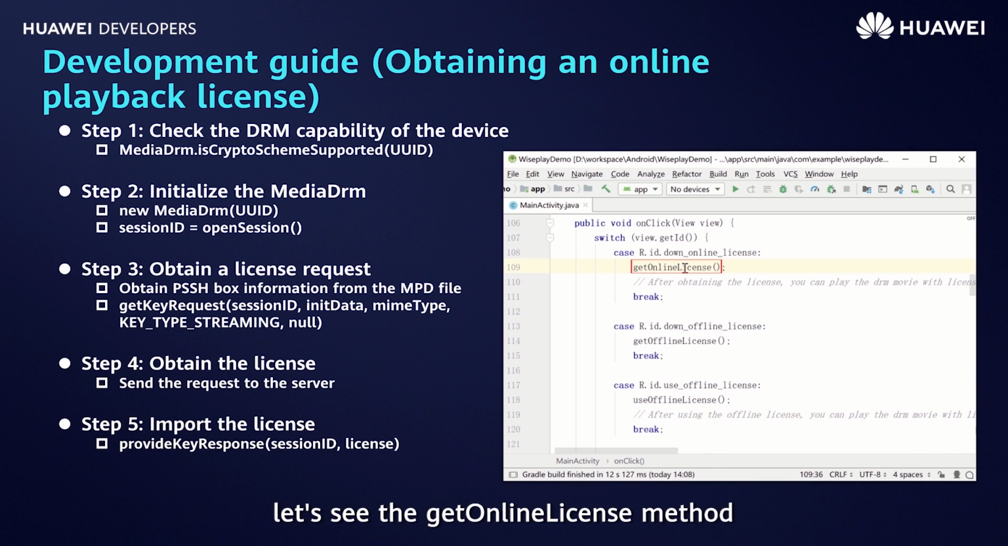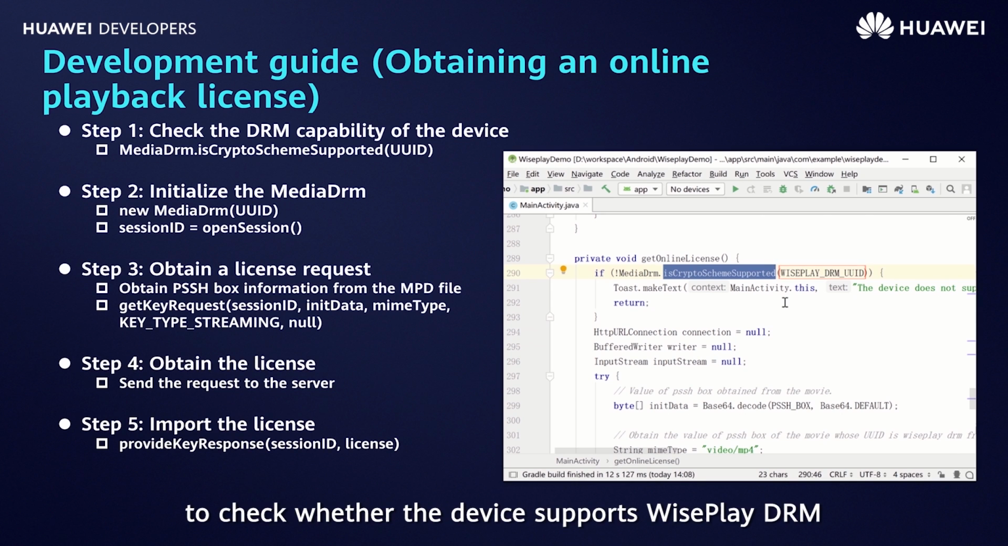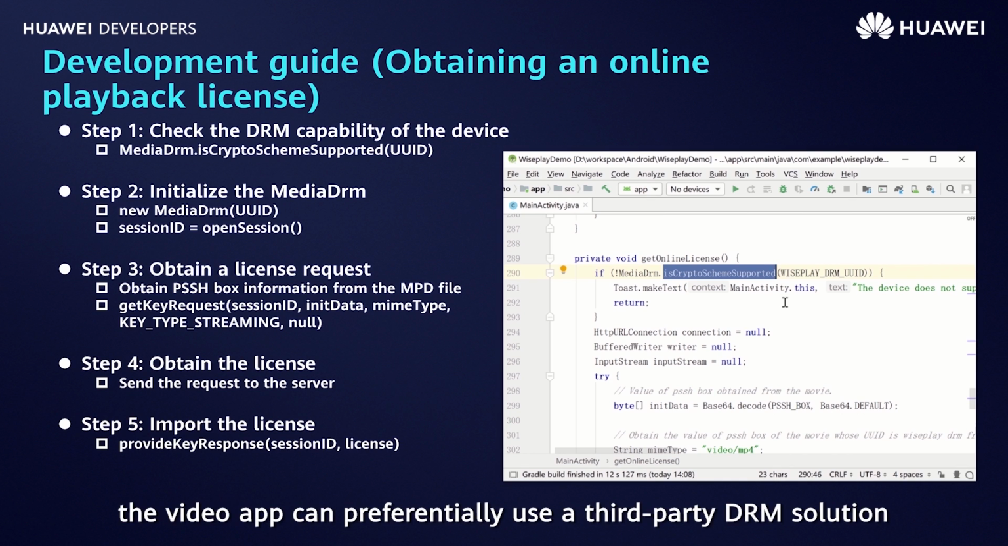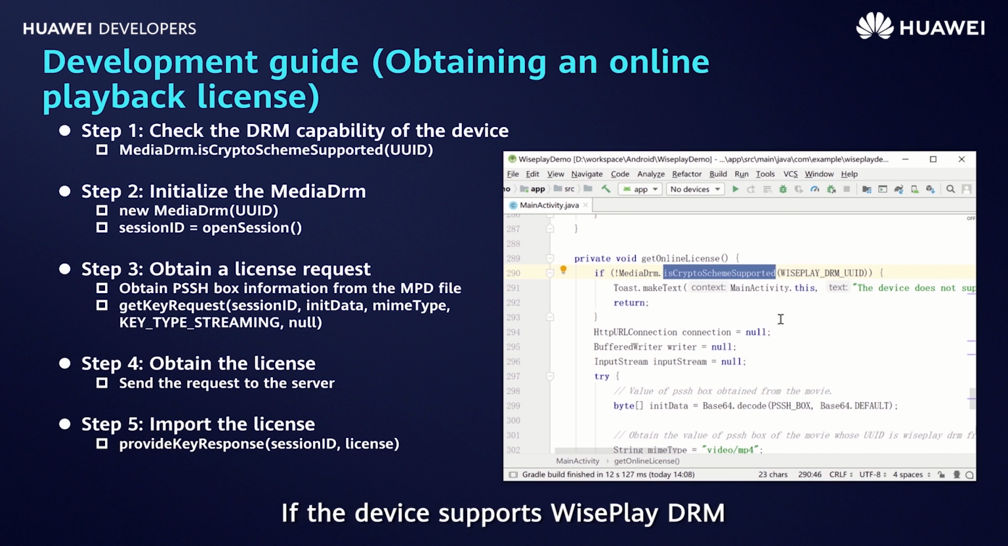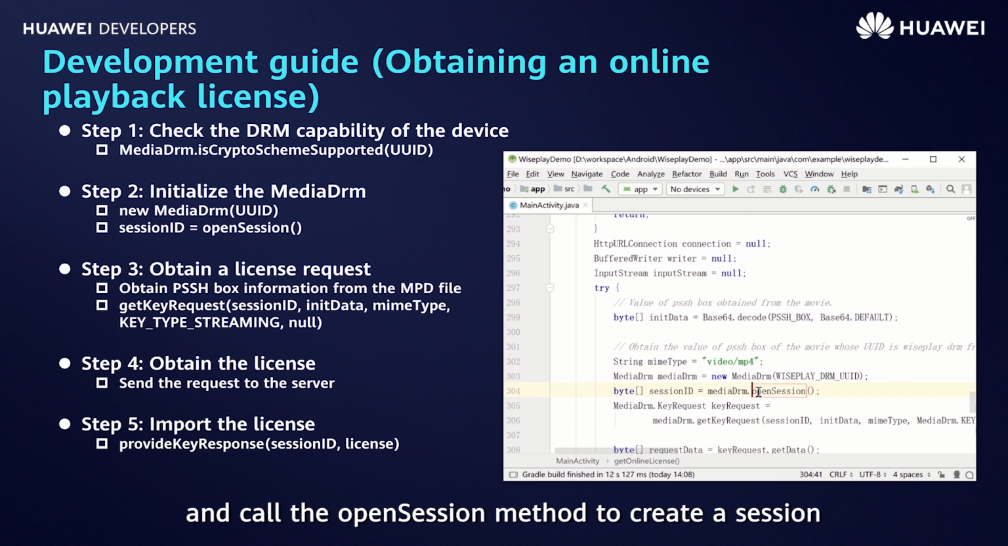First, let's see the getOnlineLicense method. Call the isCryptoSchemeSupported method based on the WisePlay DRM UUID to check whether the device supports WisePlay DRM. For other DRM solutions, the check logic is the same. If other DRM solutions are supported, the video app can preferentially use a third-party DRM solution. If the device supports WisePlay DRM, use the WisePlay DRM UUID to initialize the MediaDrm object and call the openSession method to create a session.